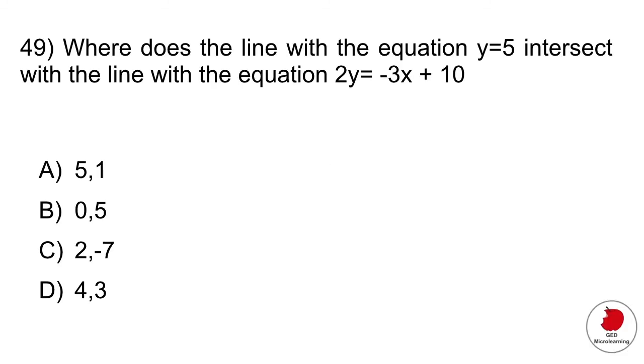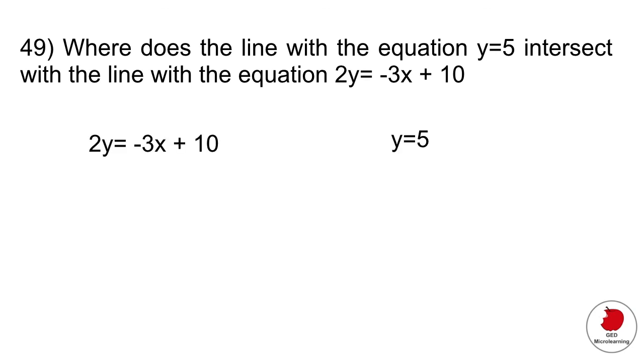Okay, question 49. This one tells us, where does the line with the equation y is equal to 5 intersect with the line with the equation 2y is equal to 3x plus 10? Once again, it looks a little bit confusing, but it's very straightforward. You're going to take that y value, which is 5, and plug it into that equation there on the left side. So you end up with that.